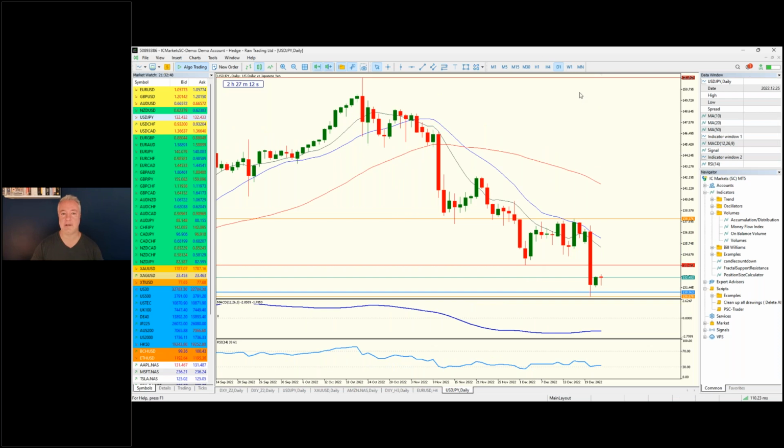Because technically, it could want to come back up here, test support as resistance, and then go. That's a very fair assessment. In fact, I would say that's a high probability outcome.